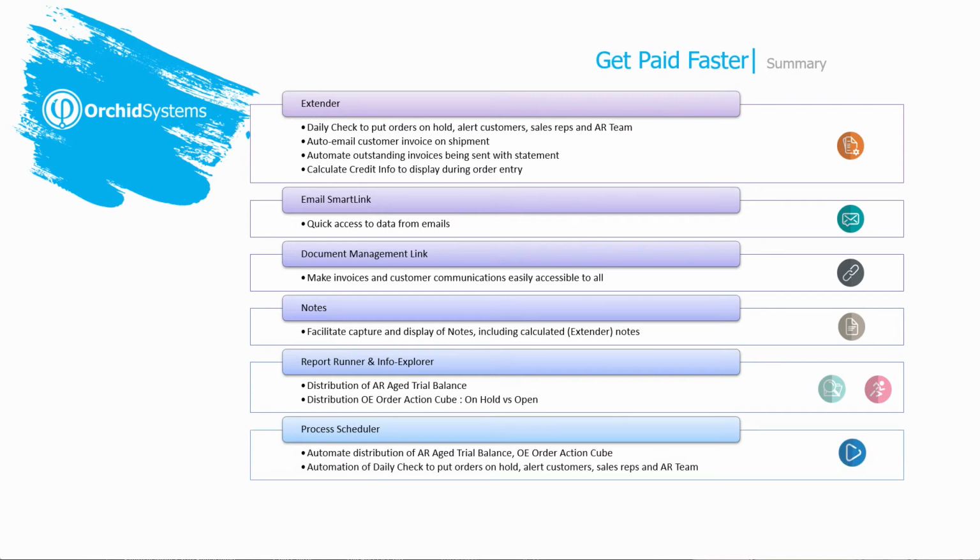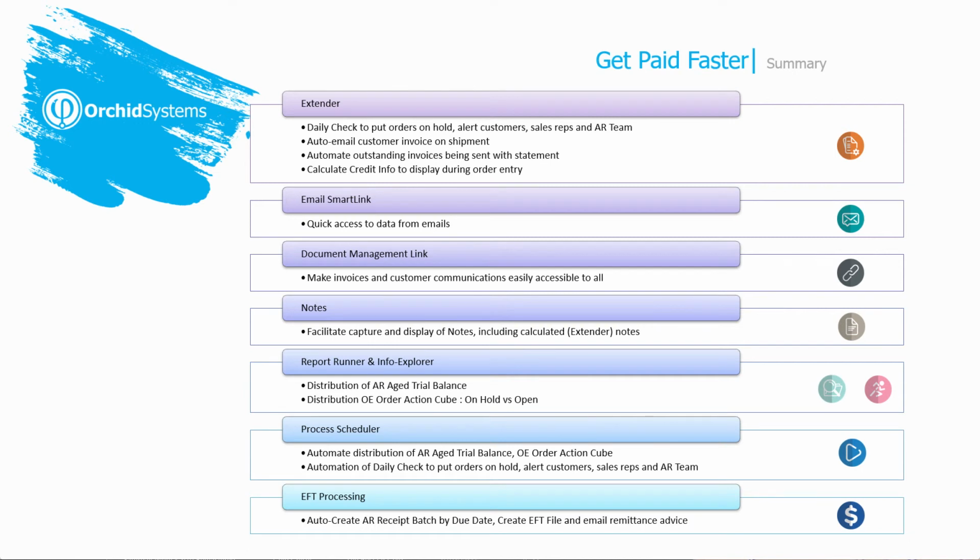And it was Process Scheduler that automates the distribution of AR age trial balance, OE order action cube, and the automation of the daily checks to put orders on hold and to alert the customer's sales rep and AR team as that happened. And EFT processing allowed us to manage our AR receipt batch, to create it by due date, to create the EFT file, and email the remittance advice to the customers.